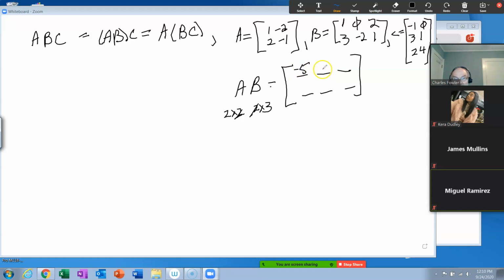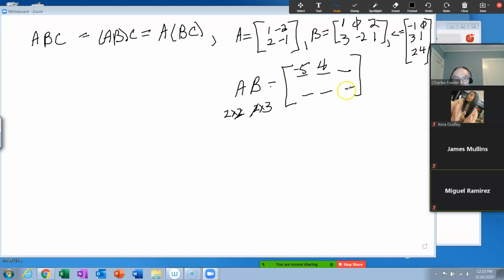The next entry here is the 1, 2 entry. So we do the first row again of A by the second column of B. 1 times 0 is 0. -2 times -2 is +4.